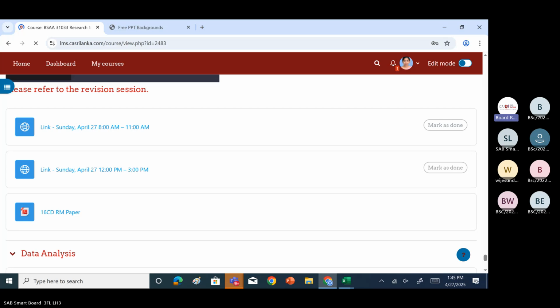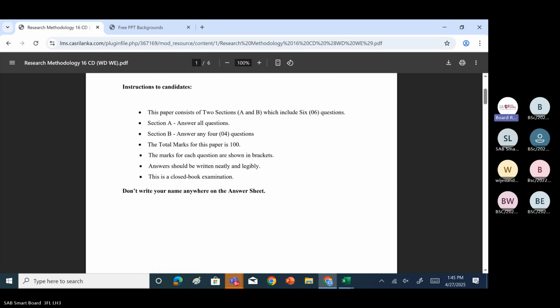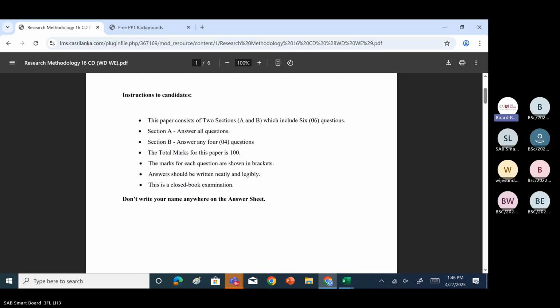Right? 16 CDR paper. So this is the recent paper and yours also follows the same content, same structure. How many sections? 2 sections, section A and section B. 6 questions. Section A, you have to answer all the questions, but from section B, you need to select 4 questions out of the 5 questions. Right?